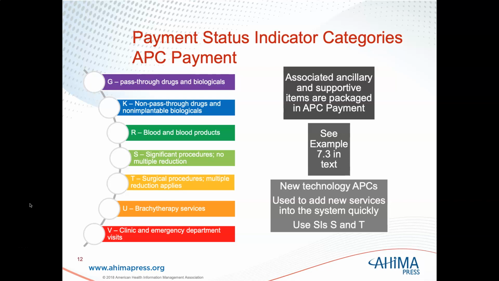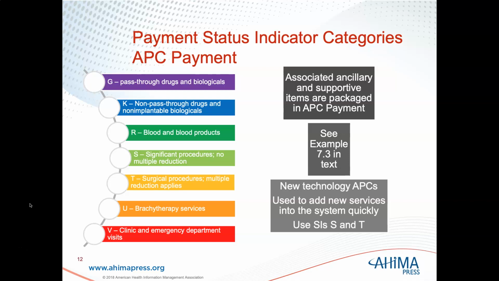So payment status indicator categories. This is at the top of page 160. These are some that you will run across on a fairly frequent basis. They represent services or procedures that are reimbursed by PPS methodology through APCs. So you've got G, which is pass-through drugs and biologicals, K, which is non-pass-through drugs and non-implantable biologicals, and blood and blood products is R, S is significant procedures, no multiple reduction, T is surgical procedures, multiple reductions apply, and U is brachytherapy services, V is clinic and emergency department visits.